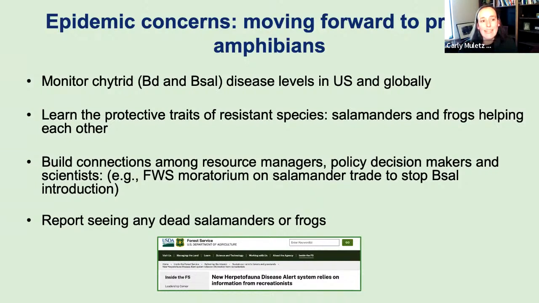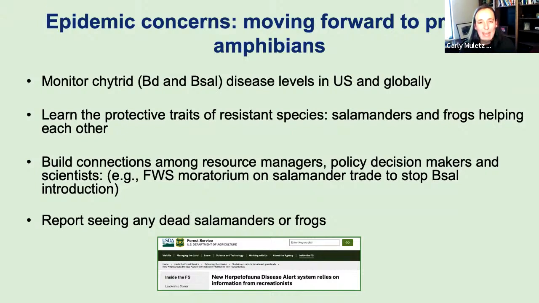And we're going to continue to learn the protective traits of these resistant species, so that the salamanders and frogs are helping each other. What I've been learning over the last few years is the importance of building connections among resource managers, policy decision makers, and scientists. One of these success stories is a Fish and Wildlife Service moratorium on salamander trade, in the hopes to stop BSAL introduction into the US. You can read more about that, but it really highlights why it's important to have these connections across different disciplines.